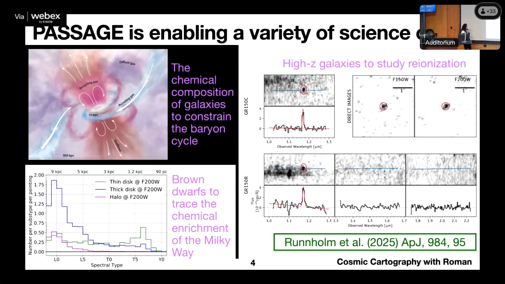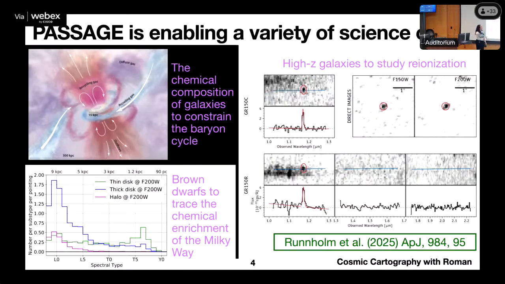So here in this plot, I'm showing you the number of brown dwarfs that we expect to find in the thin disk, the thick disk, and the halo of the Milky Way. These are really important because they retain the chemical composition with which they are born. And so they're fantastic for tracing the chemical enrichment of the Milky Way. And so these number distributions are for one individual field. And so you can imagine with 63, we're doing a great job.